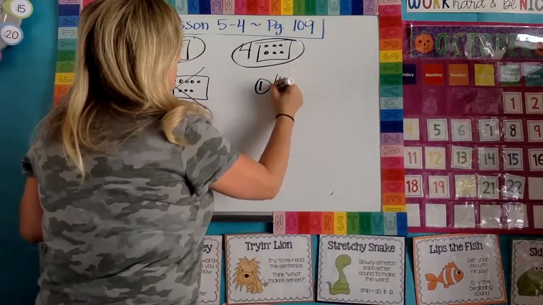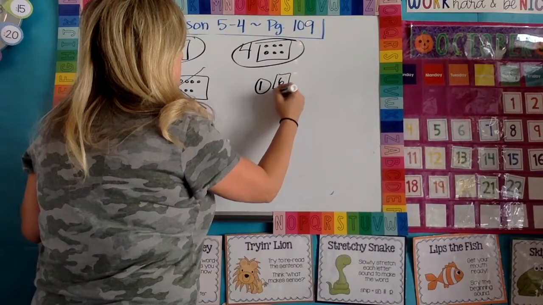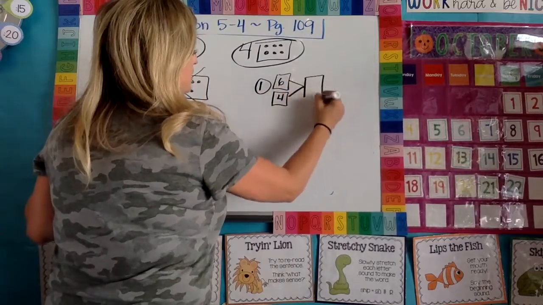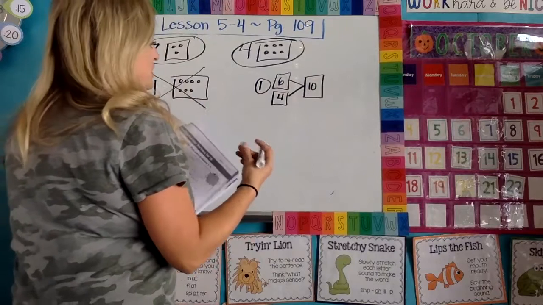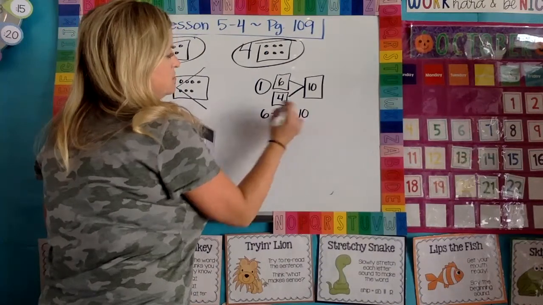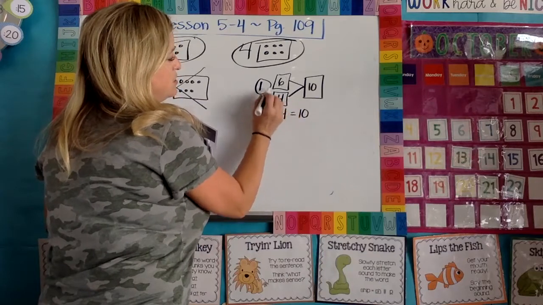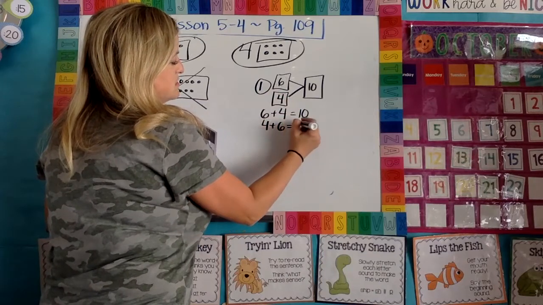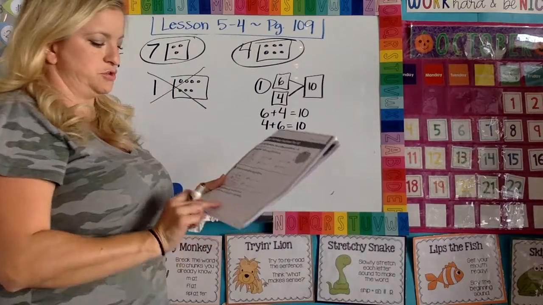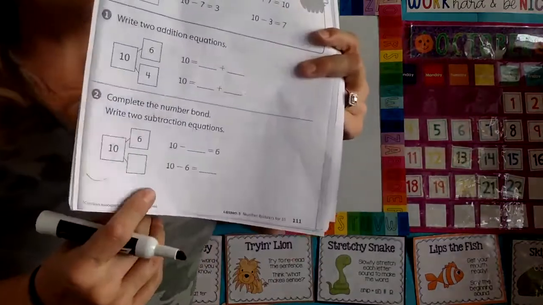I have, actually, just so I don't confuse some of you guys, I'm going to make it look like yours. 6 and 4. Mine's just flipped, that's all. And then I have a 10. All right, so I'm going to write 2 addition equations. I'm going to start 6 plus 4 equals 10. 6 plus 4 equals 10. Then I can flip it. I could say 4 plus 6 equals 10, right? Ooh, now they want you to do 2 subtraction equations below, but they don't give you the number bond.